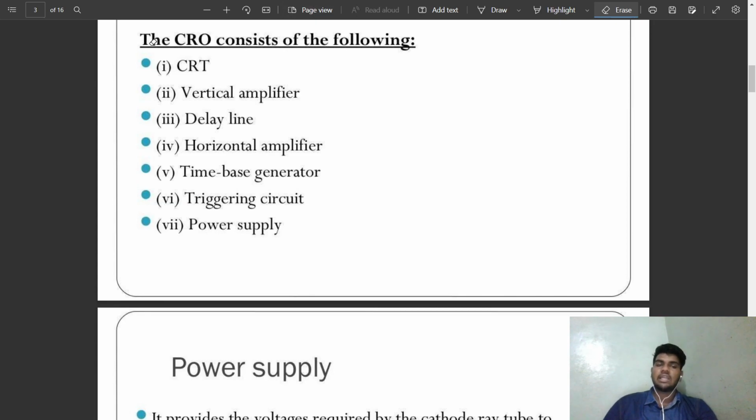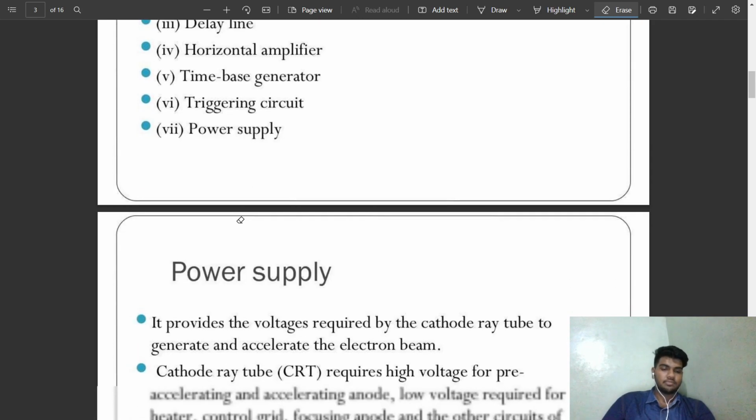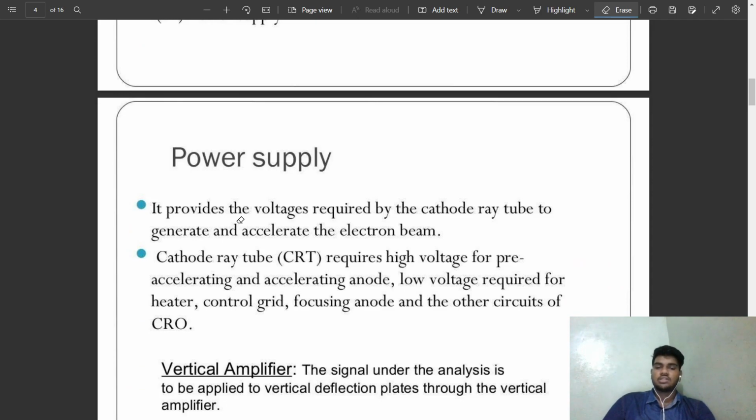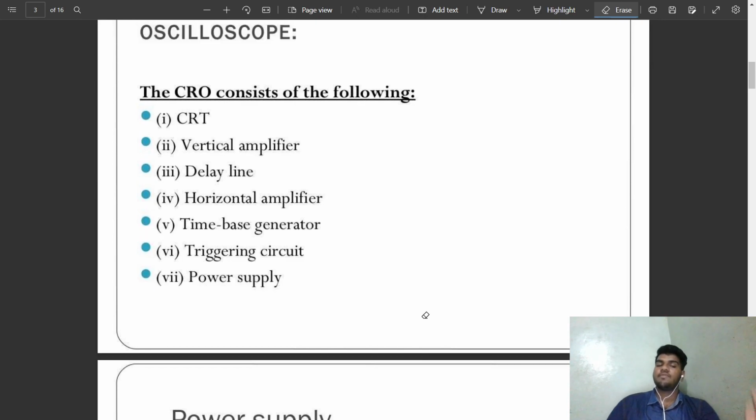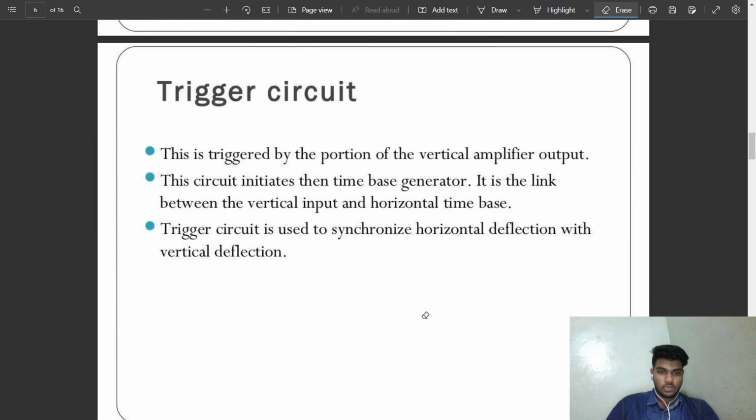For the power supply, the CRT needs a huge amount of power supply. Various other components need a minimal supply, like 5 volts, based on the materials which we use inside. It provides the greater voltages required for the grid to generate and accelerate the electron beam for the CRT. So the CRT requires high voltage for the pre-accelerating and accelerating anode, and low voltage for the heater, control, focusing, and other circuits. Other circuits means the trigger circuit, time-base generator, horizontal amplifier, delay line, and vertical amplifier.